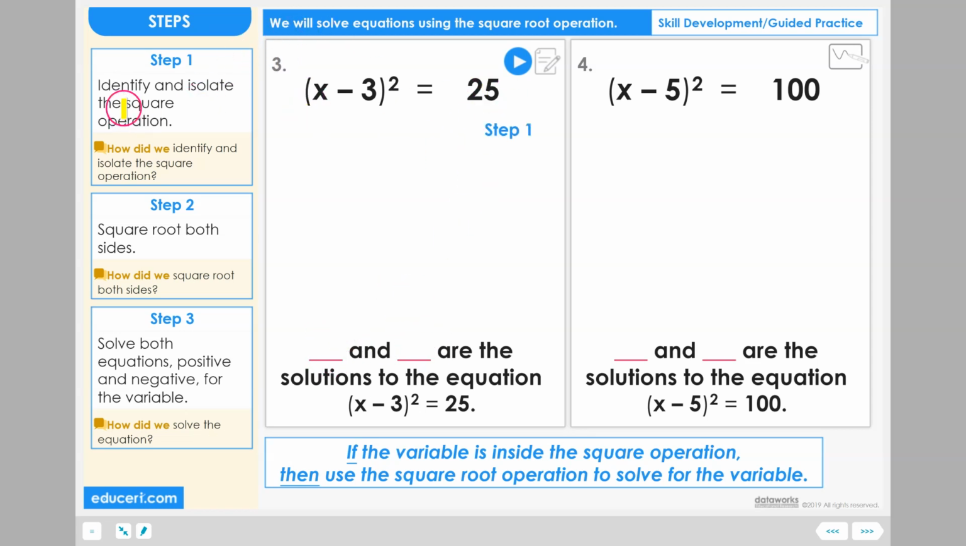Step 1. Identify and isolate the square operation. So here's our square operation, and this square operation is being used on the entire quantity x minus 3. The square operation is isolated because the square and the expression are the only things on the left side of the equation. How did we identify and isolate the square operation?